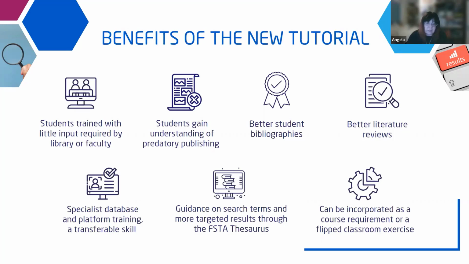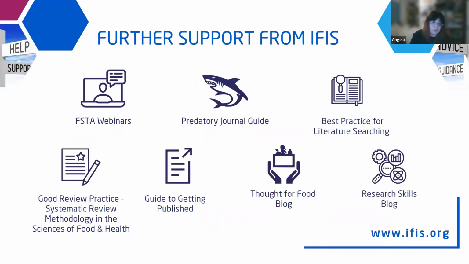I mentioned earlier as well that we have further resources and support that you're more than welcome to use. We obviously offer FSTA webinars. They're always on our website, where you can sign up for when the next one is going to be, and there are also recordings of previous ones that you can view on demand. We have a guide to predatory journals that you can direct students to, that gives them a lot more information. We have also, which Carol has produced, a best practice for literature searching and a good review practice systematic review methodology in the sciences of food and health.